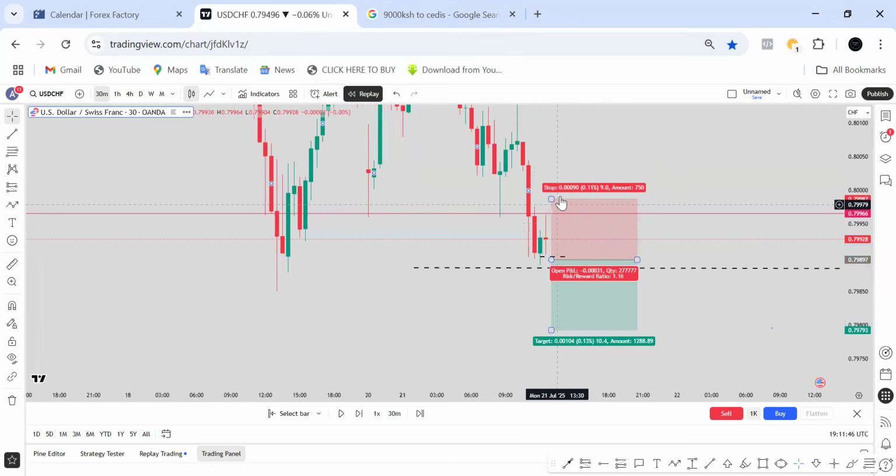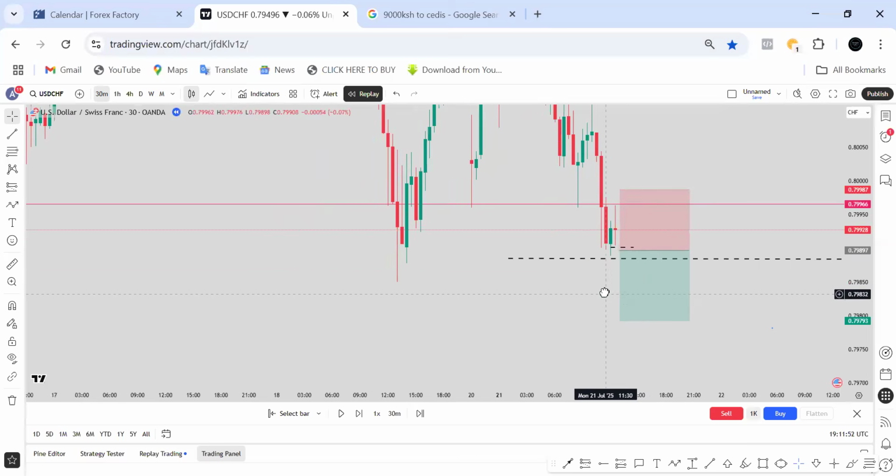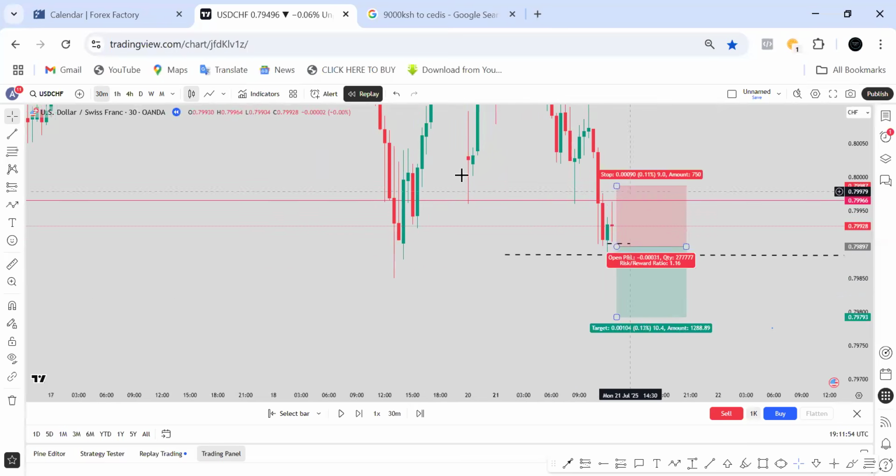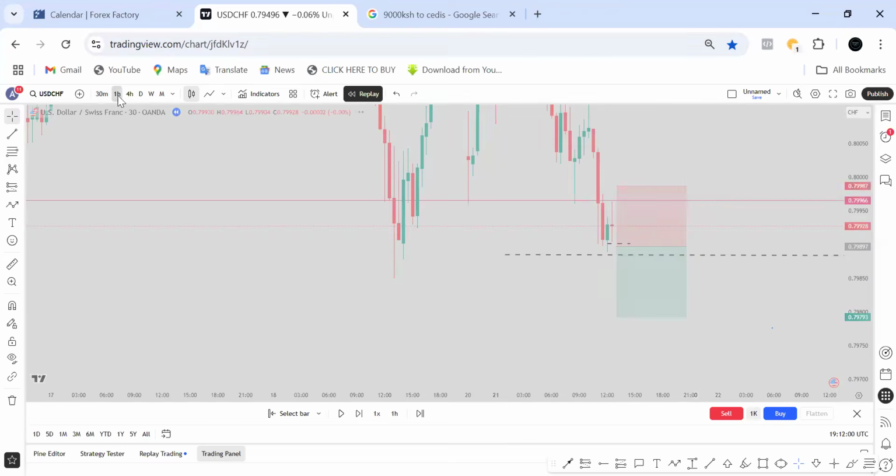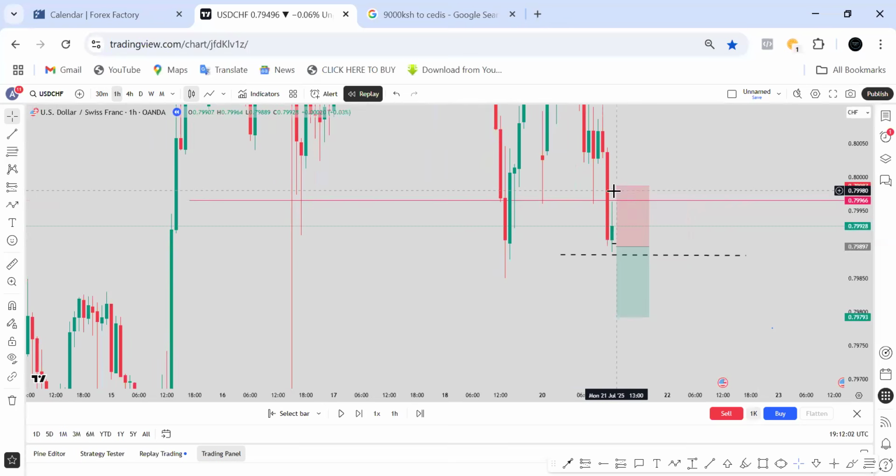If price breaks this one, then I will understand. I would love to place my stop loss below a stronger area of interest, which is the higher time frame. So maybe let me check the H1 time frame, let me check the candles. Okay, so maybe I'll place it below.